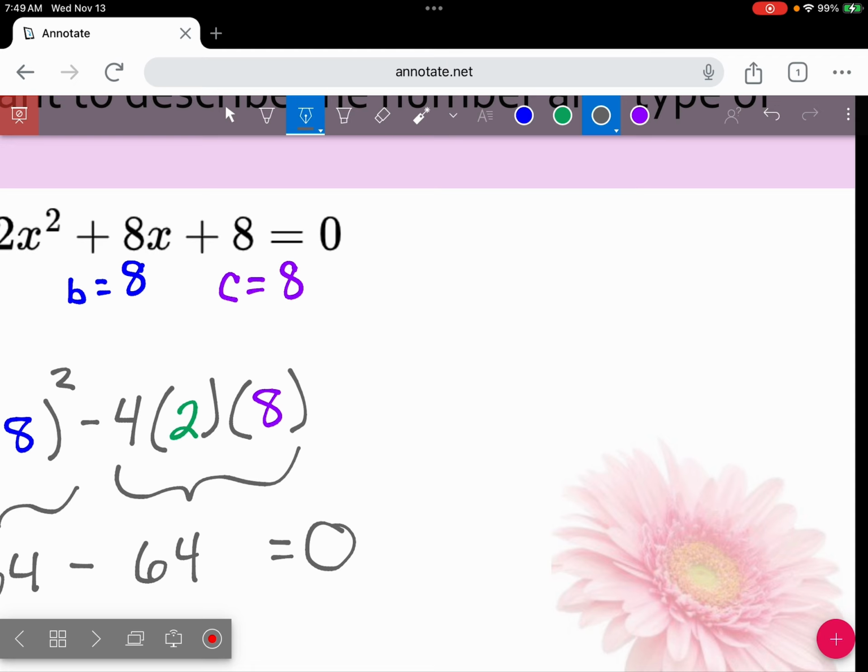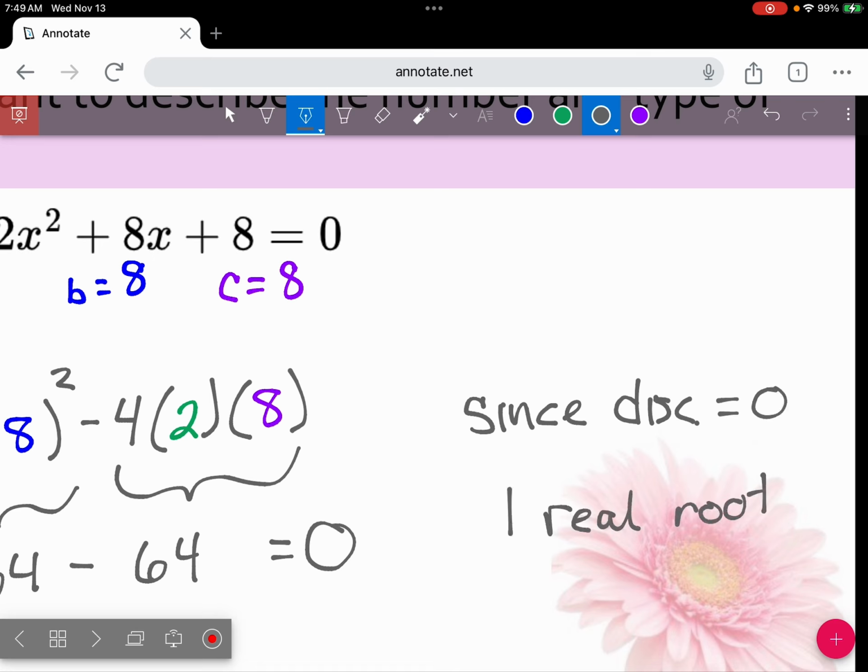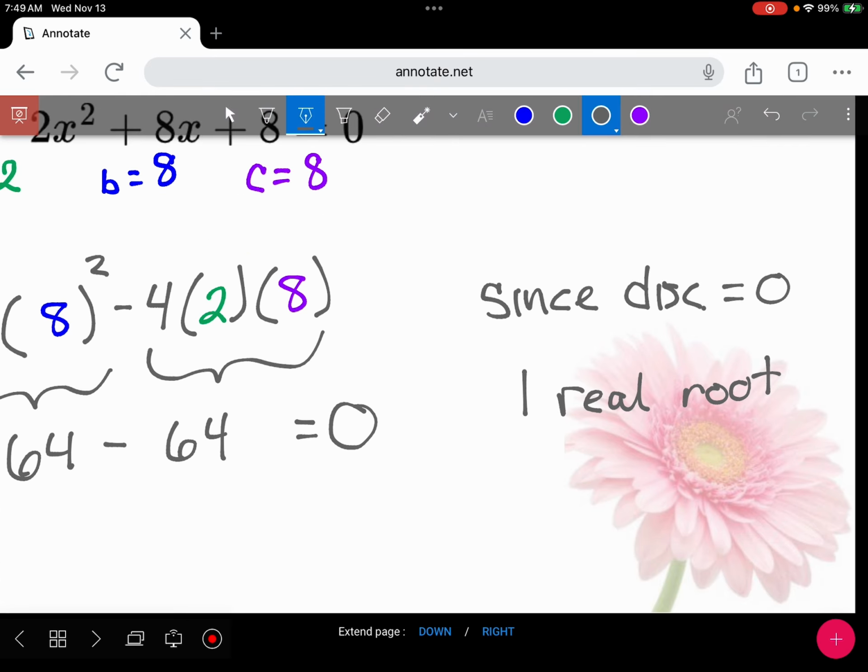Which means what kind of root are we going to have? We're going to have one real root. Since our discriminant is 0, we're going to have one real root. That means our vertex is going to be our root. It's going to be rational. It's going to come down and bounce off my x-axis. It's not going to pass through and come back up somewhere else. The vertex is our intercept. That's what that tells us.